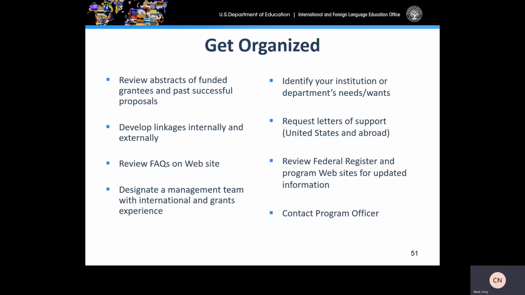We strongly encourage applicants to review our FAQs on the website. We advise you to designate a management team with international and grants experience, identify your institution or department's needs and wants, and request letters of support both from the US and abroad. We highly recommend that you review the Federal Register Notice and the GPA program websites for updated information.